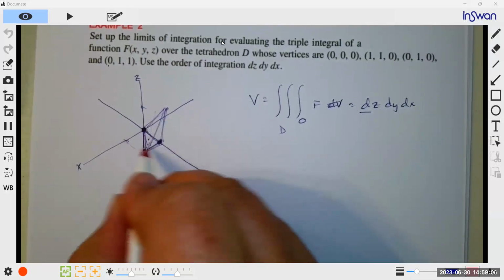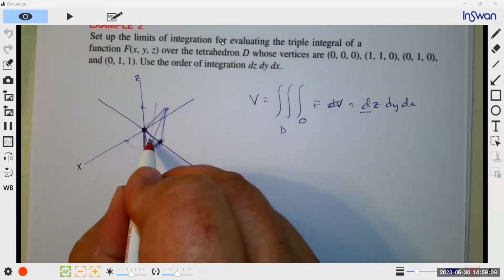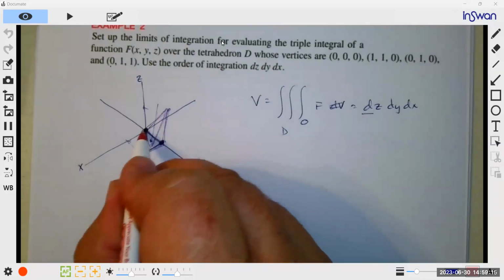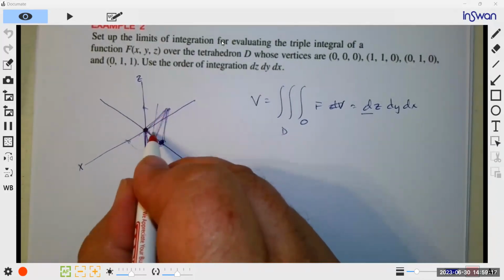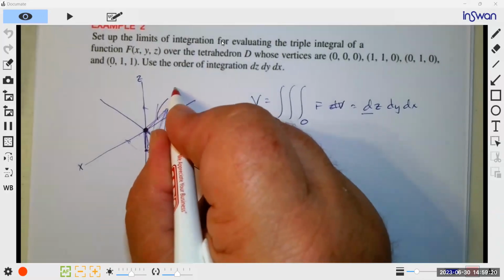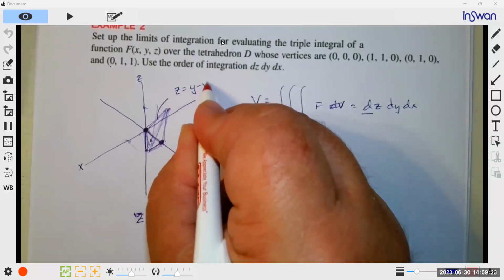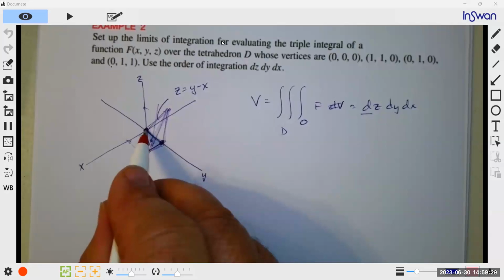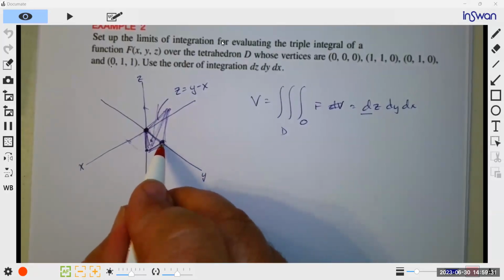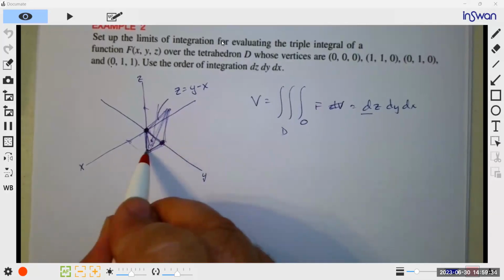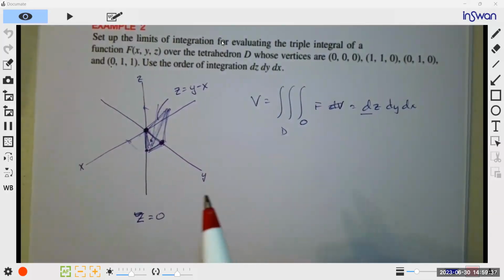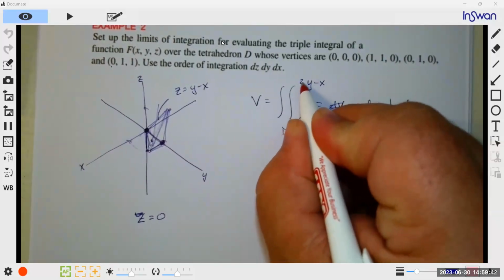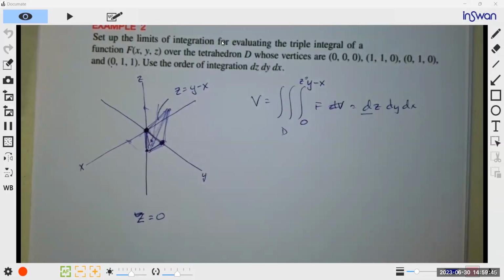The shadow is on the xy-plane already, so going up, it touches the curve at that one. So the lower bound is 0. And it would just exit in this slanted face there. And that face is y minus x. 1 minus 1 is 0, 1 minus 0. So the top bound would be where it exits. Z is equal to y minus x.